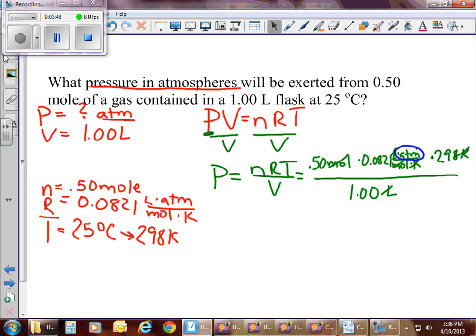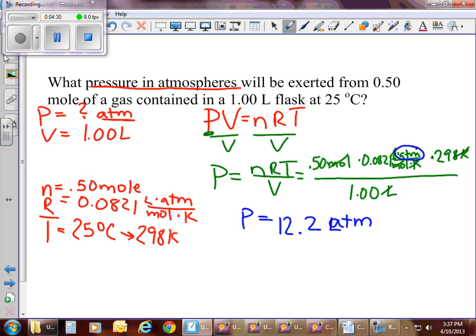Okay, so then when I plug this into my calculator, 0.50 times 0.0821 times 298, and then divided by 1. Okay, so I get 12.2 liters, or ATMs, sorry, my bad. ATMs, which is what I want, and this should be P. Oh, I messed up. Okay, so this is P equals 12.2 ATMs.